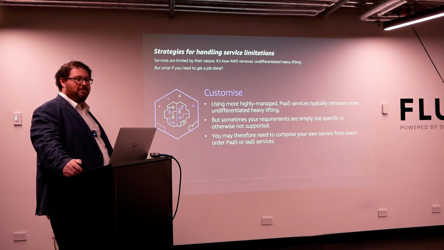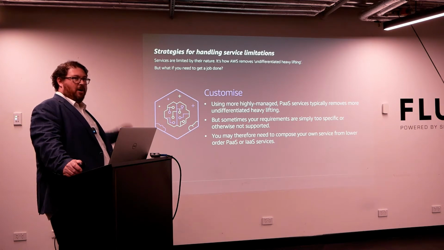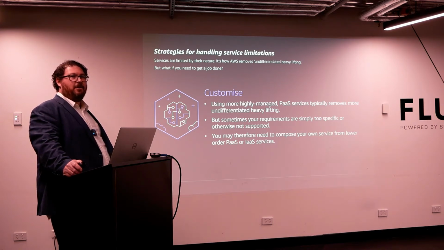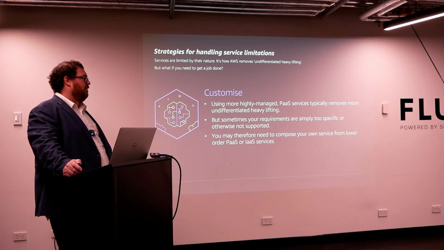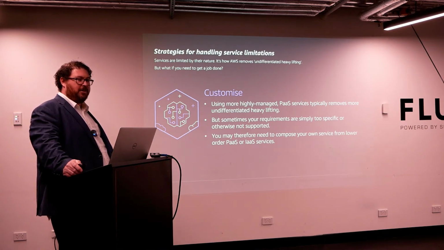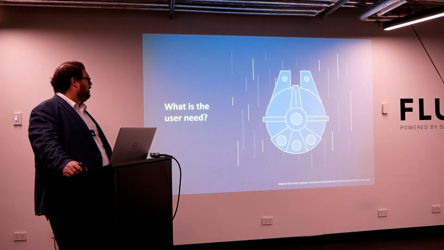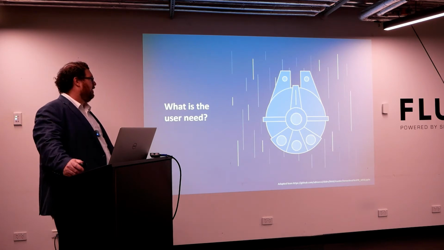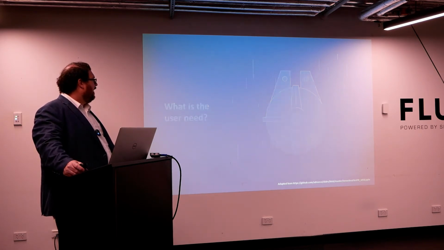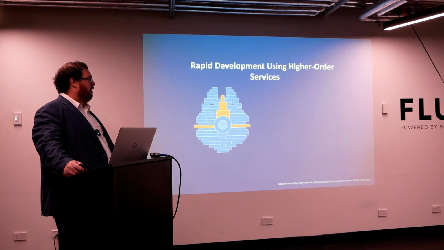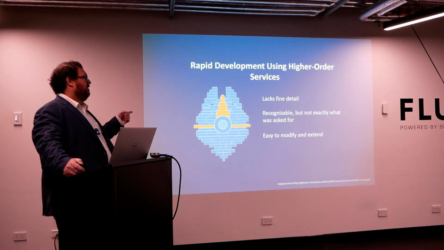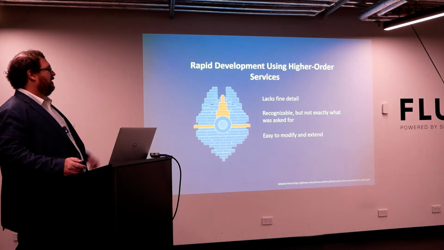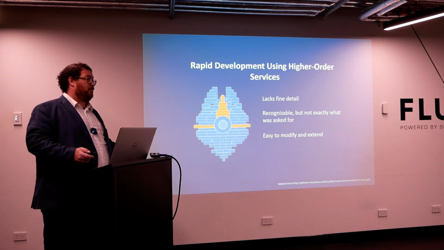And to illustrate that, I'm going to borrow and adapt some slides that Adrian Cockcroft presented a couple of years ago when he came through Perth in his app modernisation talk. So he was saying, okay, what is the user need? We need this toy, an M Falcon. When we use higher order services, we can usually put one of these things together relatively quickly, but it lacks the detail. It looks roughly like what you want, but not exactly. That said, you can break it down and rebuild it pretty quickly.